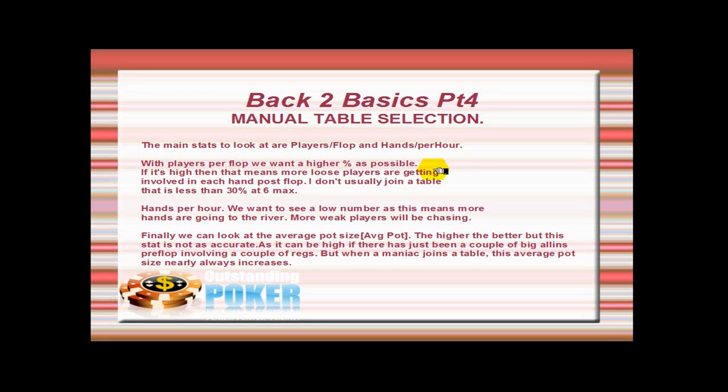Because if it's really high, it means there are more loose players at the table, because they're always getting involved in each hand post flop, so that percentage goes up. So I personally don't usually join a table that is less than 30% at 6 max. I know sometimes on PokerStars it's difficult to even find one that's over 30%, even at lower levels now, so I don't understand why a lot of people play on PokerStars, but anyway, that's a different thing.